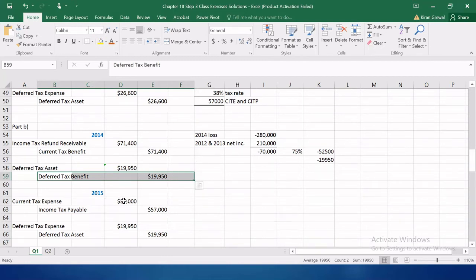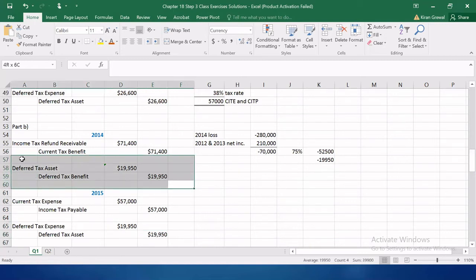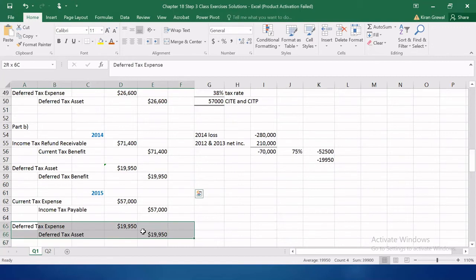In 2015, we can still bring down our current tax expense to $57,000 because we do have the loss. So we can use up all of the $70,000 of the loss like we did in part A. But for deferred tax expense, for a second journal entry, we only recorded an asset of $19,950. So we're only going to reverse the $19,950 because that's all we recorded in 2014. Yeah. So that's how you deal with it if some of the benefits cannot be realized.